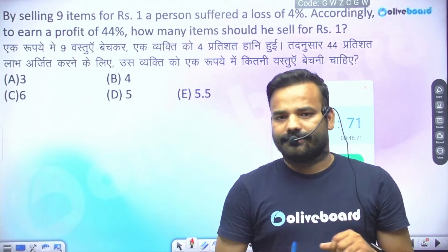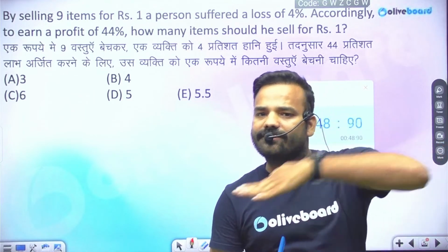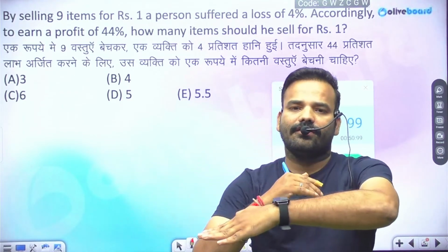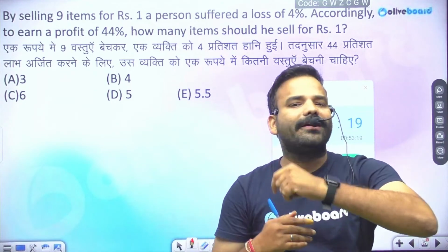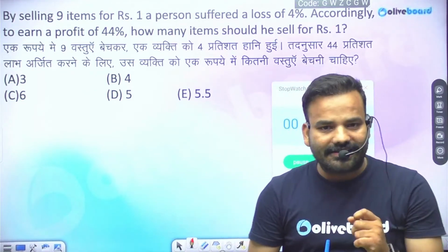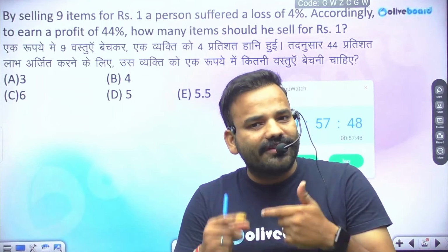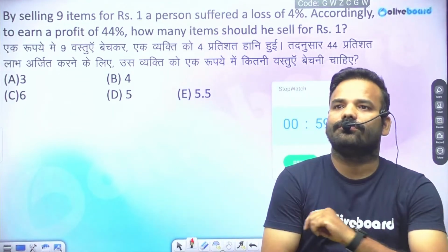Let's say the speed of boat downstream is 15 and upstream it's 3. So 15 plus 3 is what? 18 by 2. That is what? 9 km per hour. This is the speed of boat. And what should be the speed of stream? That is downstream minus upstream by 2.